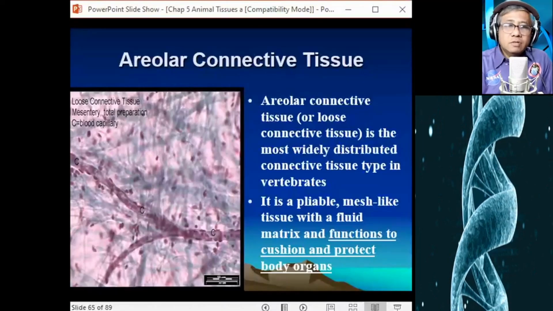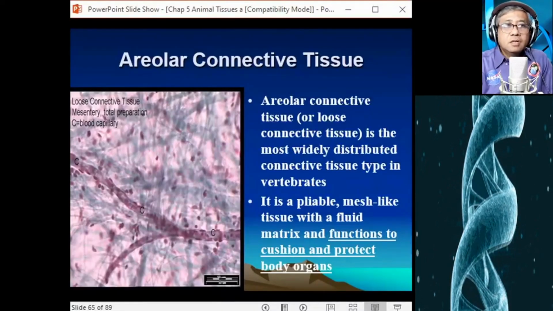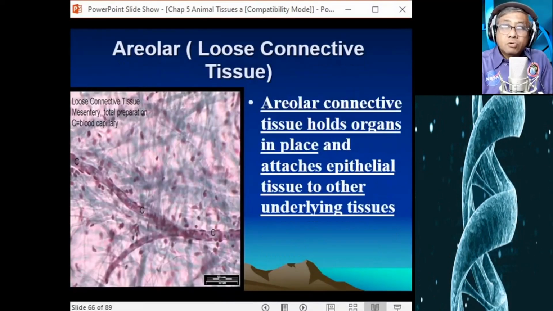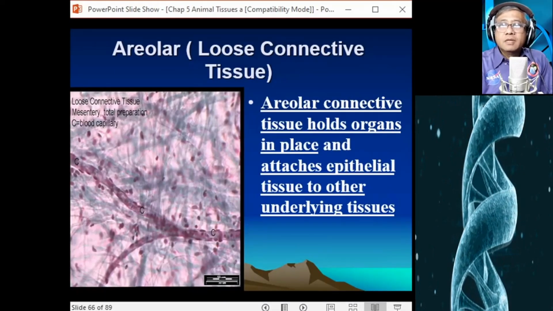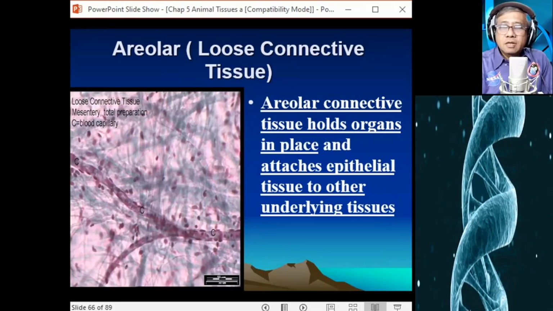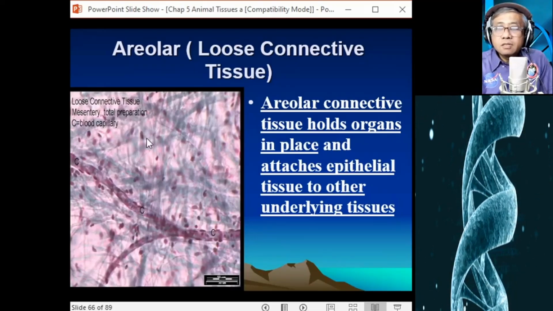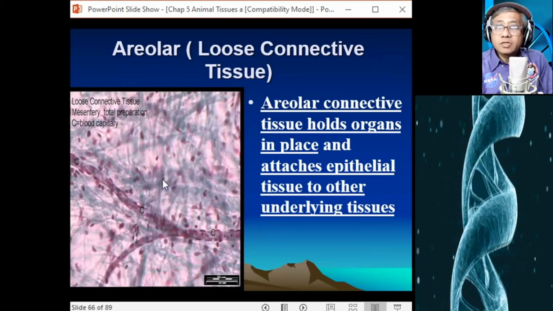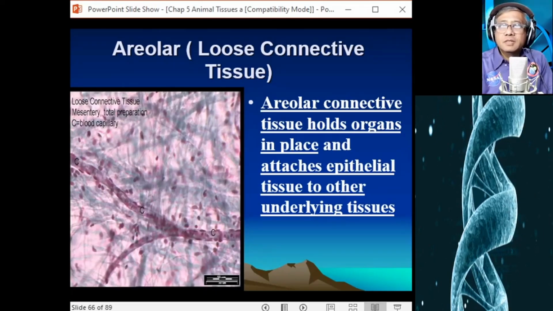And the function of the areolar connective tissue is again for cushioning the organ and protection. It holds the organs in place and attaches the epithelial tissue to other underlying tissue. So yun yung areolar. Again, if you will look closely at the collagen fibers, para siyang magulo, they form mesh-like fibers in appearance under the microscope.